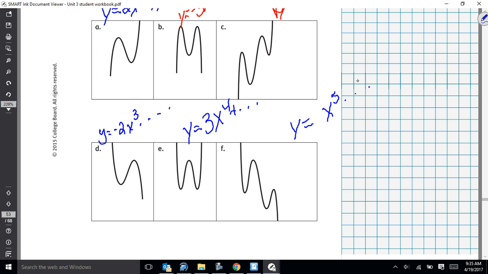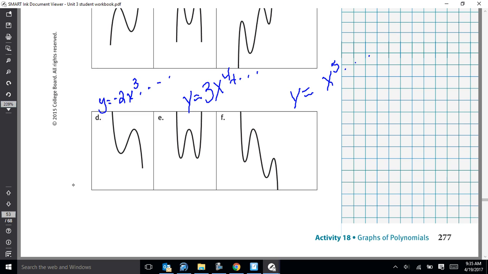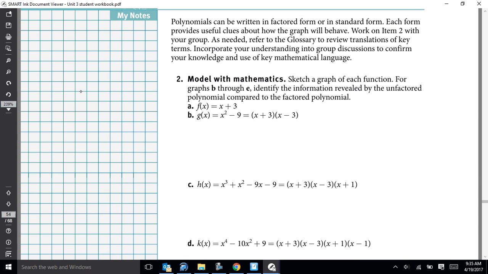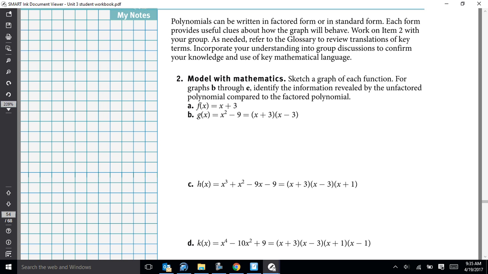All right, so feeling okay with that? All right, so polynomials can be written in factored form or in standard form. Each form provides useful clues about how the graph will behave. Work on item 2 with your group as needed. Refer to the glossary to review translations of key terms. Incorporate your understanding into group discussions to confirm your knowledge and use of key mathematical knowledge.